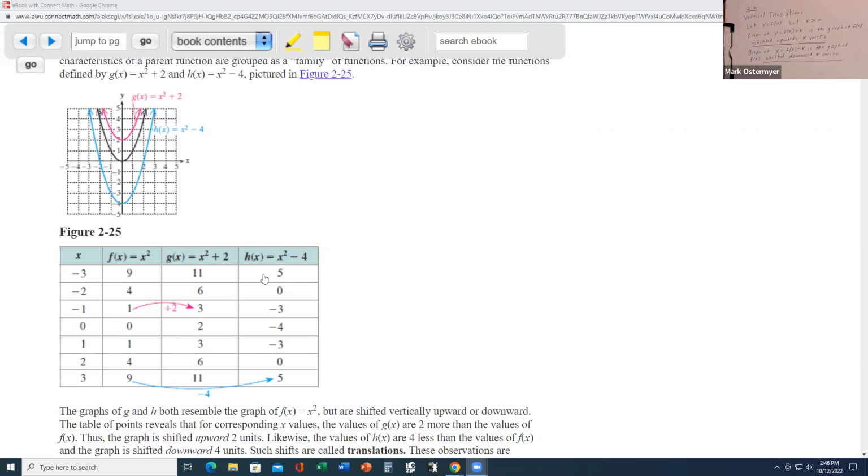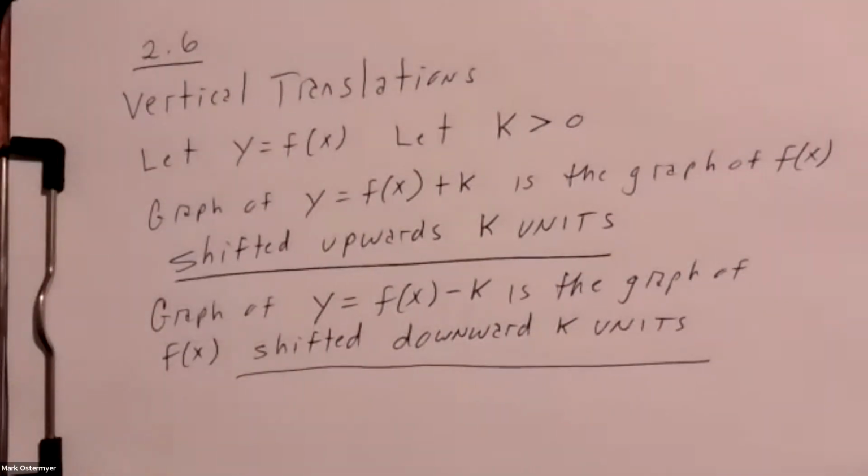All right, so that's how we can induce a vertical translation, either up or down, either adding a positive real number to a function or subtracting a positive real number from the function. All right, horizontal translations are next.